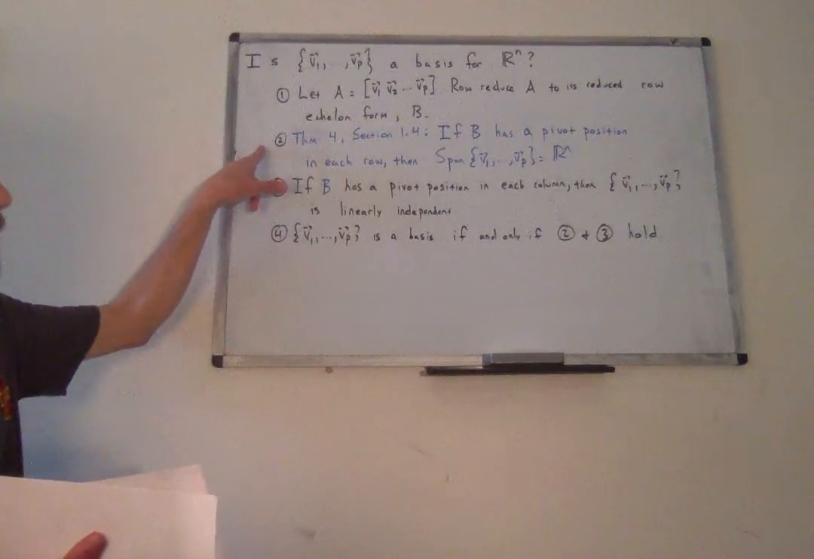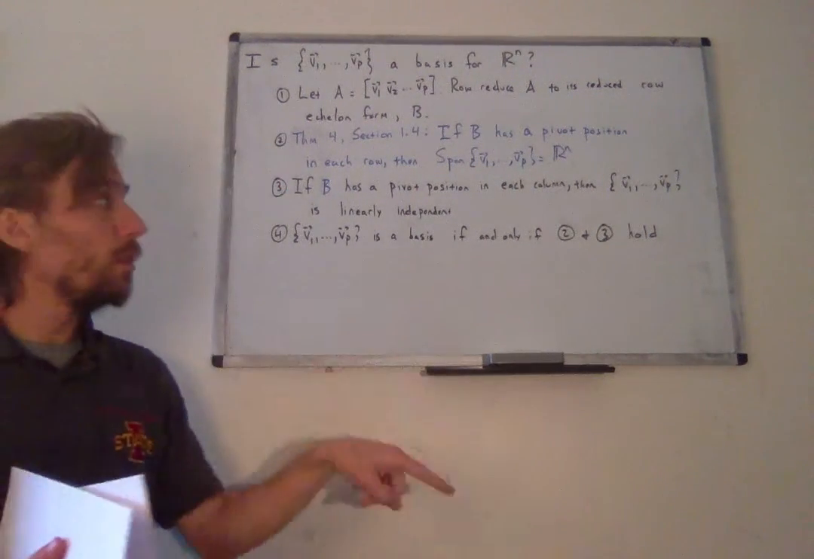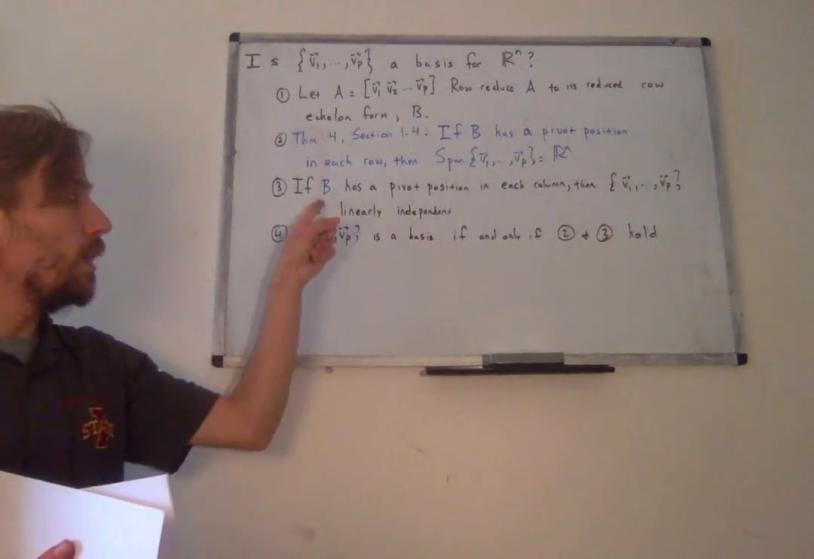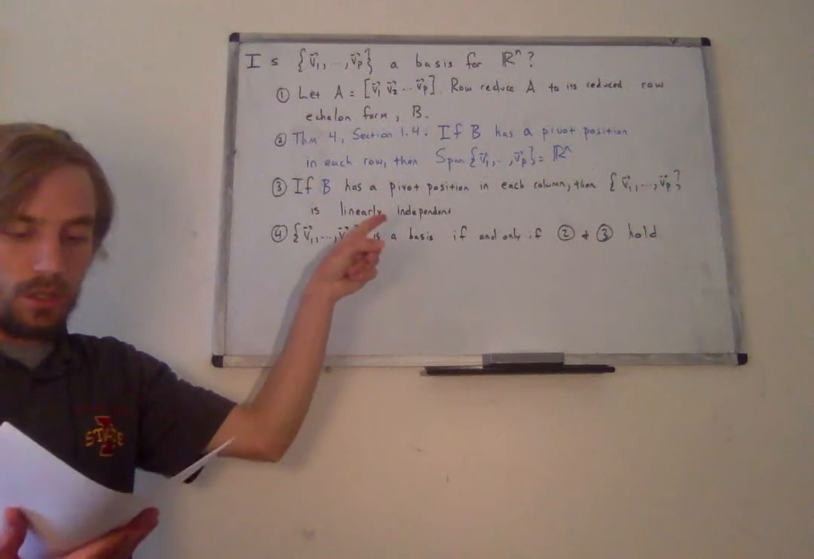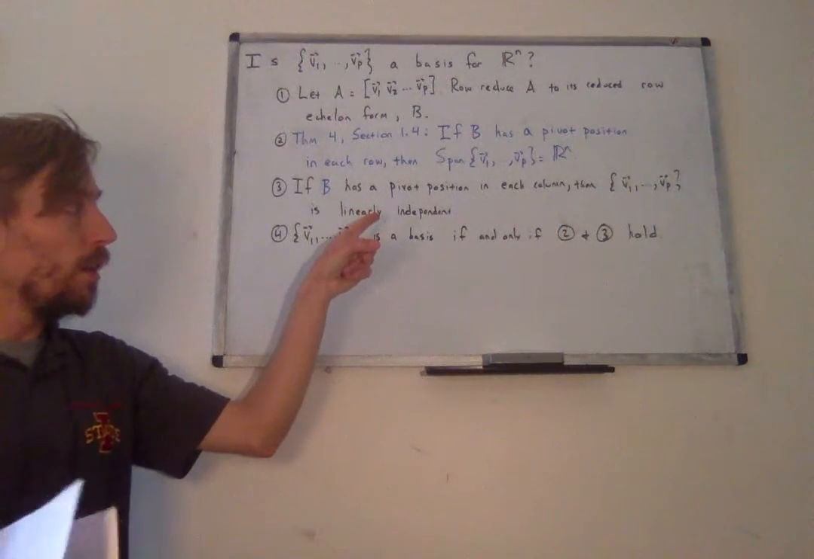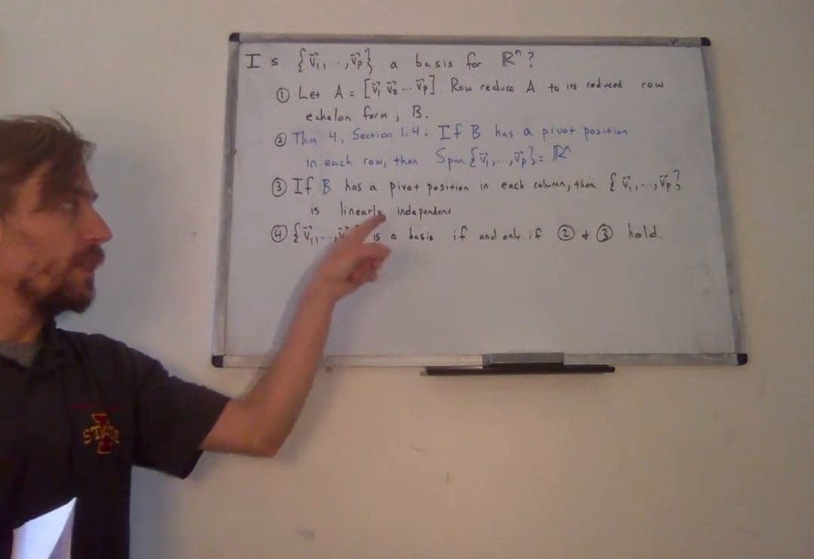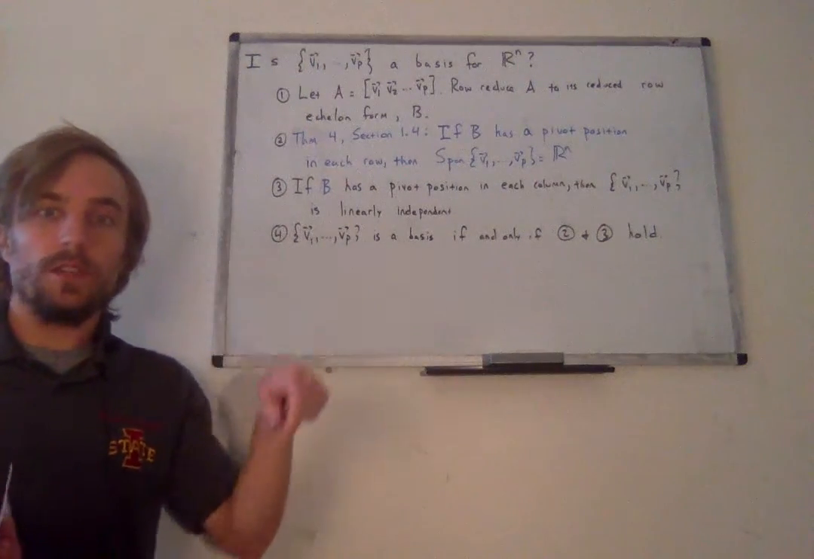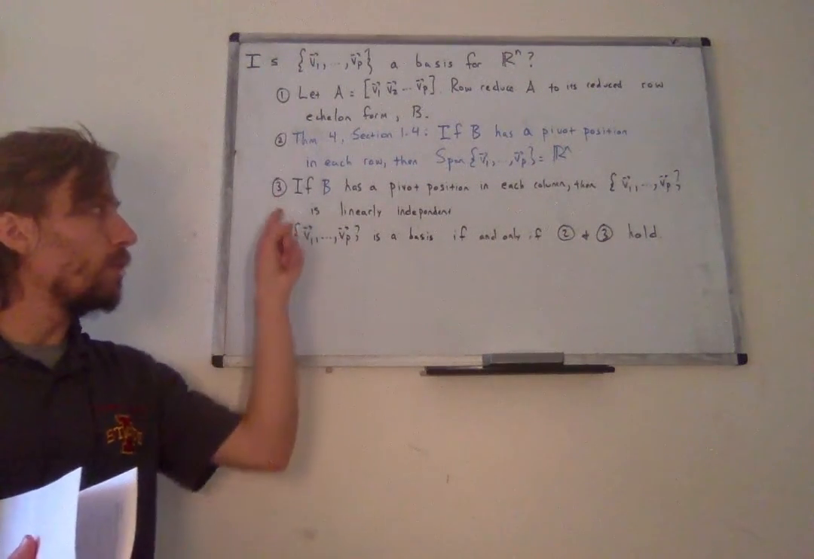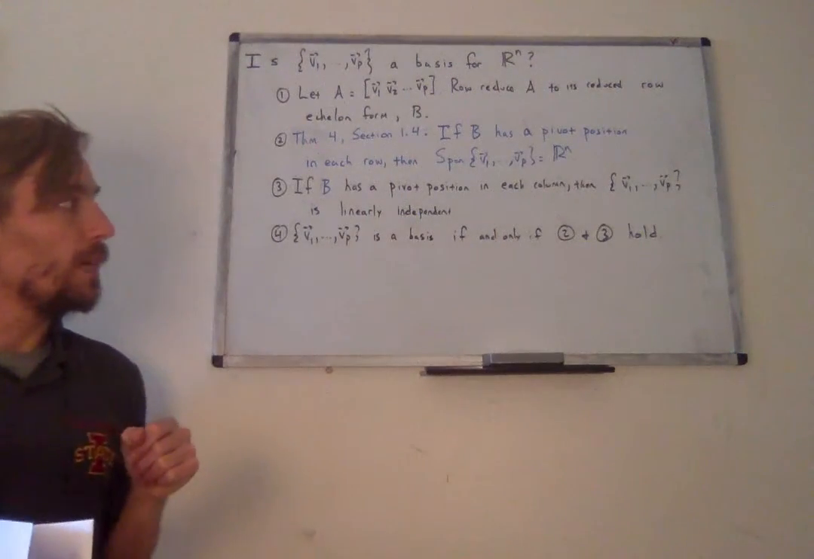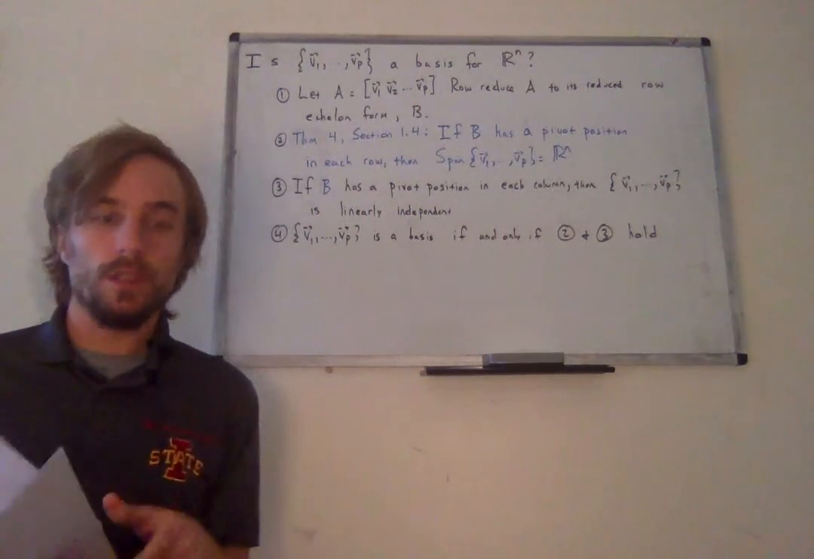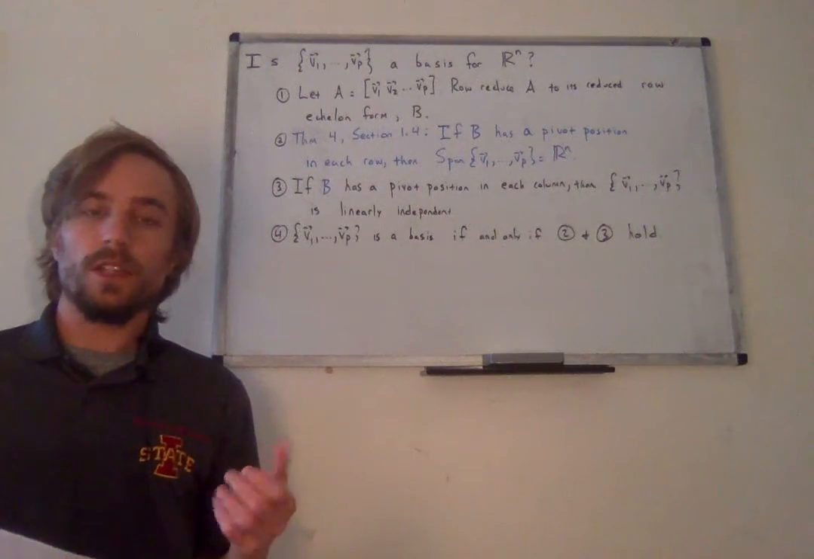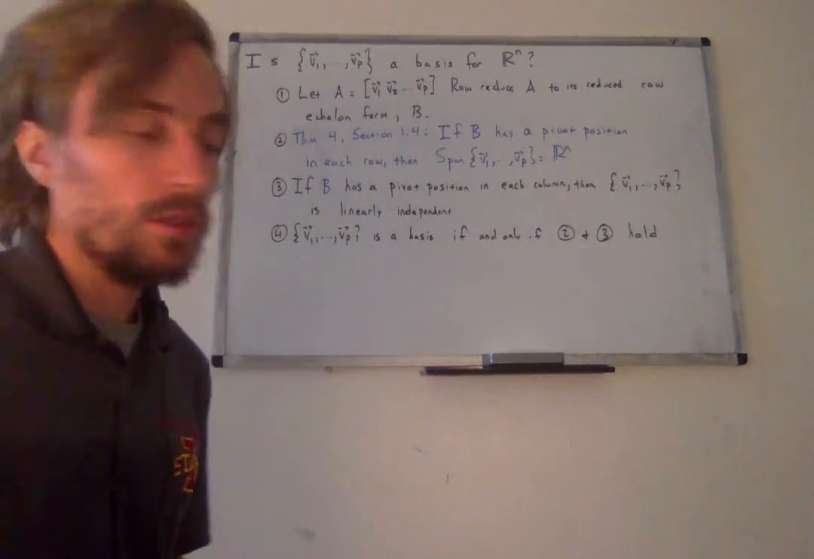But if I reduce it and I get a pivot position in each row, then I know the span of this set of vectors is equal to Rn, so that would be check 1. If B has a pivot position in each column, then this set is linearly independent. So if I can look down each row and see a leading one, and look down each column and see a leading one, 2 and 3 are satisfied, and this set of vectors is a basis if and only if 2 and 3 hold. So we have this nice way of checking whether a set of vectors in Rn is a basis. So let's do an example or two.